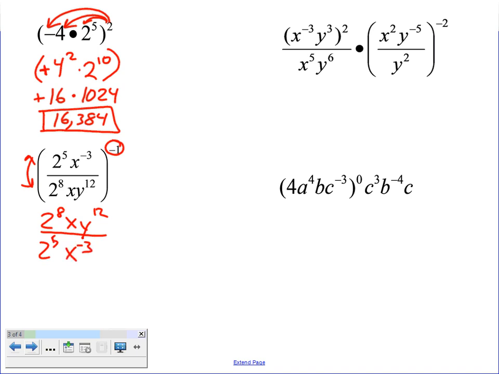Okay. Secondly, I'm going to start to simplify things. So I'm just going to rewrite the fraction. Combine similar bases. So this is 2 to the 5th on bottom, 2 to the 8th on top. So really it's 2 to the 8th minus 5. So we have 2 to the 3rd on top.